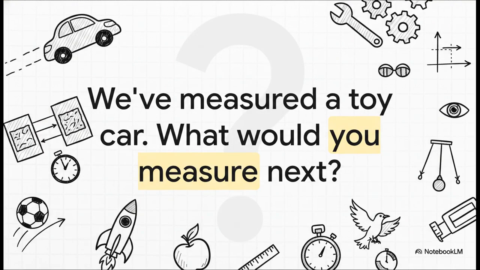So think about that. We went all the way from these big, abstract ideas like frames of reference and Newton's laws, right down to building a working device with cardboard and a tiny computer. It's just a perfect example of how the language of physics lets us actually understand and build things in the world around us. So, we measured a toy car, but you could use this for almost anything. What would you measure next?